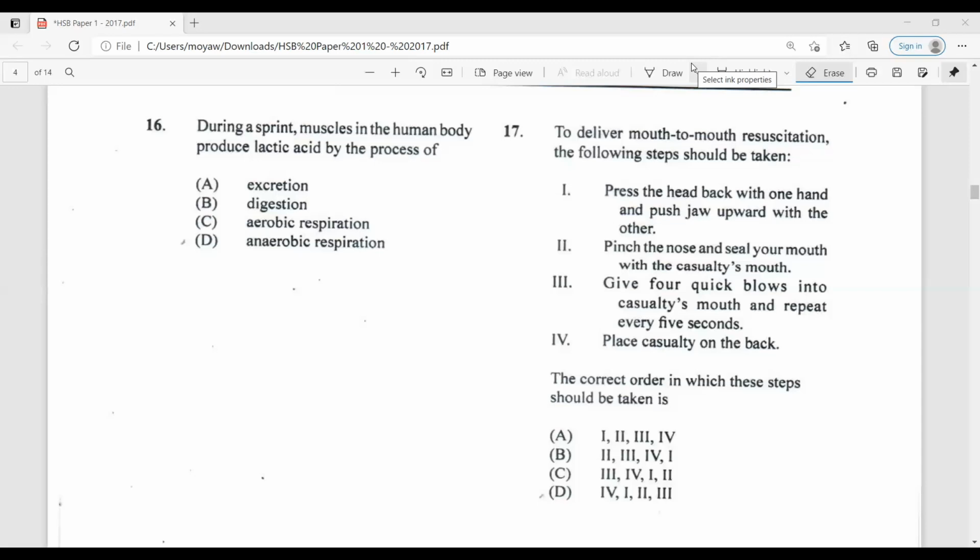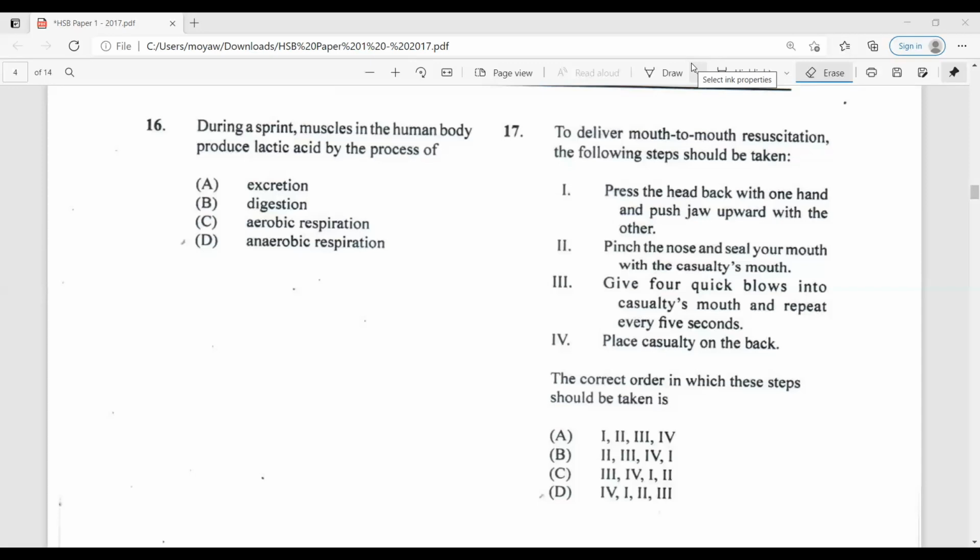So anaerobic respiration happens in the muscle during hard exercise, whenever you're exercising vigorously. The glucose is not completely broken down, so less energy is released than in aerobic respiration. There is a build-up of lactic acid in the muscle during vigorous exercise. So that's how we get the lactic acid.